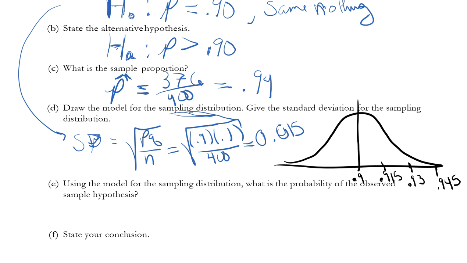So that kind of gives me a locator. Looking back at my p hat, my 0.94 is probably right here. There's p hat. So is it unusual compared to the center? Yeah, but I needed the spread to say that. So it's looking pretty unusual.